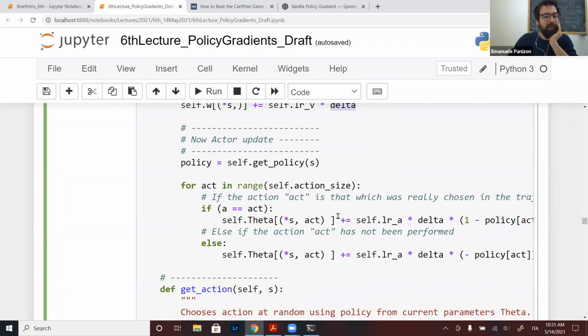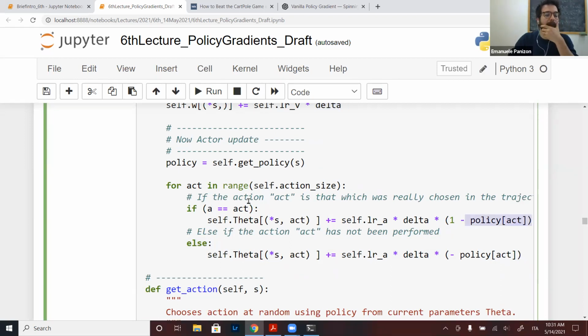Then the actor update is super simple again. Essentially, it's the same as before. I now have a delta. I construct the policy from the state I'm in for all the actions in that state, because remember, for all actions corresponding to other states I have a 0 update. I loop over all actions in that state. If I actually did that action, then the update is learning rate times delta times 1 minus policy. If I did not do that action, the update is learning rate times delta times minus policy.